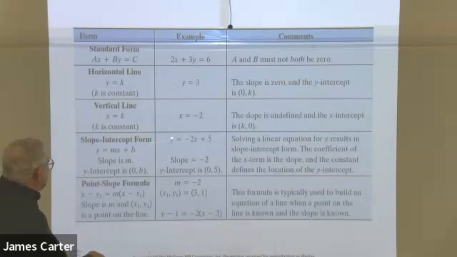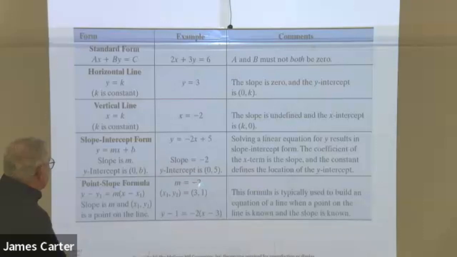Okay, the slope-intercept form of the equation. y equals mx plus b. Here, the slope is -2. The y-intercept is the 0.505. Okay? And then finally, the point slope formula.